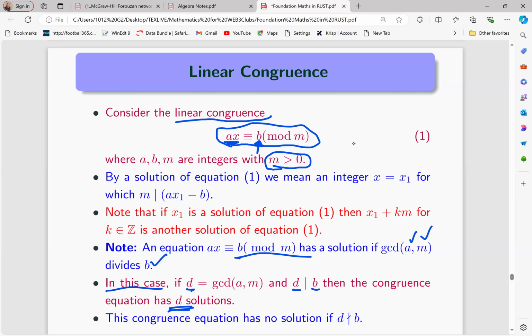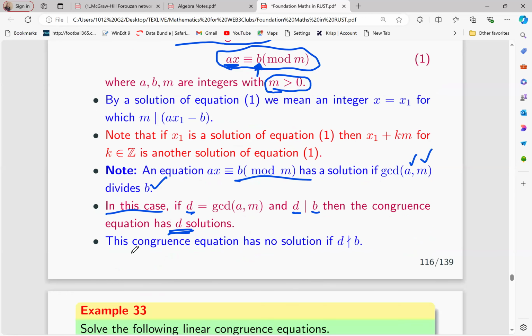If the GCD is 10, then it will have 10 solutions. If the GCD is 15, then it will have 15 solutions. But remember that 15 should be able to divide B. If 15 does not divide B, then that linear congruence has no solutions. And that's what I've said here: this congruence has no solution if the GCD does not divide B.